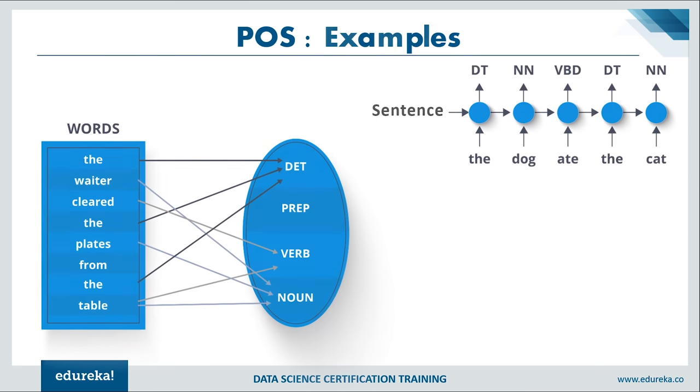Now let's take an example of these two sentences. The first sentence is, the waiter cleared the plates from the table. As you can see, from the starting, the is a determiner. Waiter is a noun, cleared is a verb, the is again a determiner, plates is a noun, from is not defined here, the is again a determiner, and table is again a noun. Now if we take the sentence, the dog ate the cat, similarly, the is a determiner, dog is a noun, ate is a verb, and again it's the same, determiner and noun.